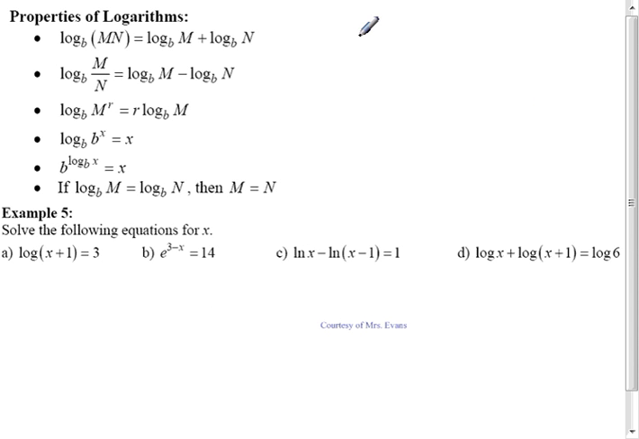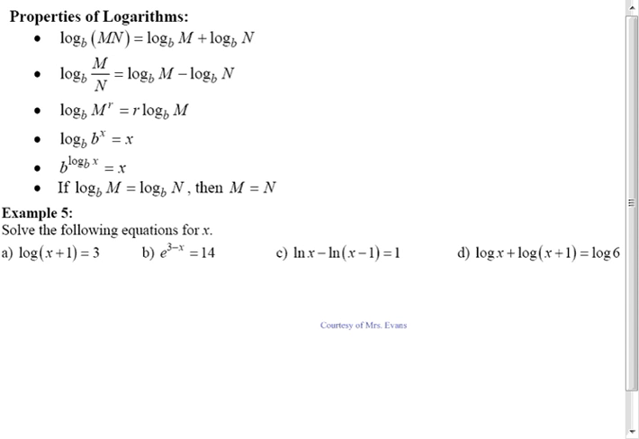Alright, these are properties of logs. They're just here for your reference. Hopefully you can use these. Alright, we're going to use the properties to solve the equations for x.